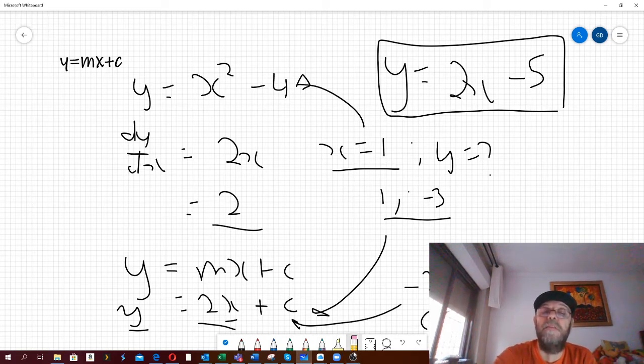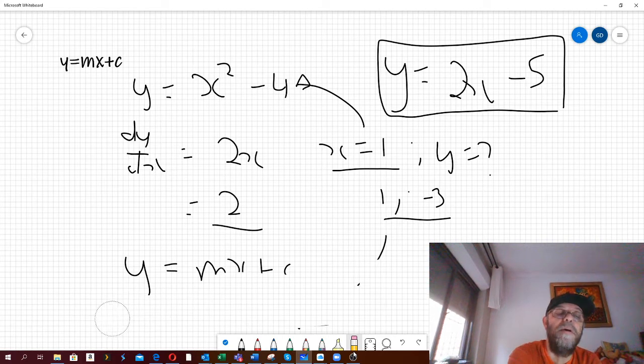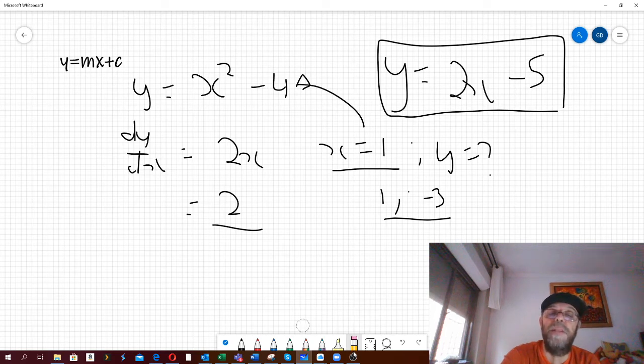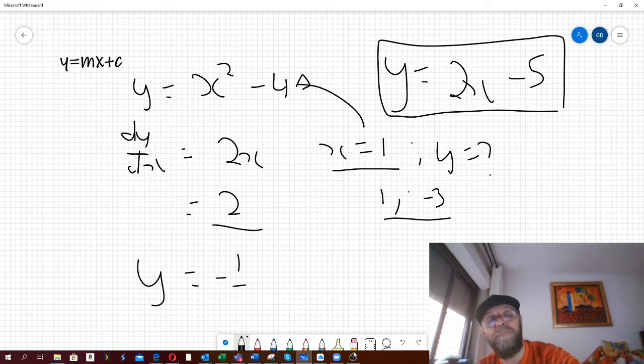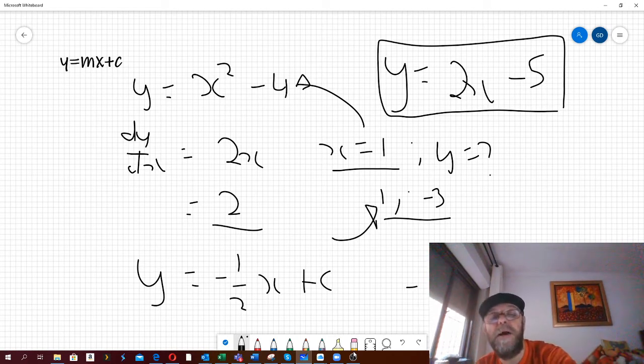Okay, they also wanted the equation of the normal. Okay, so if we want the normal, we're going to have to do the same thing, but remember, the gradient of a normal, if the gradient was 2 for the tangent, the gradient of the normal has to be perpendicular, and that means it must make the value of minus 1 when you multiply it, so that gradient must be minus a half. So now we're going to write y equals minus a half x plus c. And of course, this must also go through exactly the same point as the last one. So we can say that minus 3 is equal to minus a half times 1 plus c, which makes my c equal to minus 2.5 or minus 5 over 2.